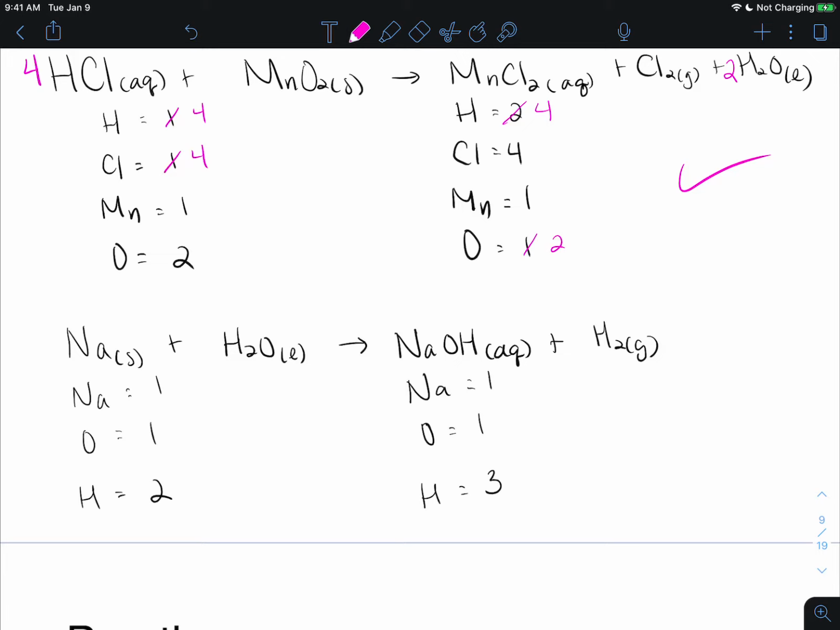So we're going to go ahead and put a 2 here, which will take that to a 4, and that to a 2. And then we could put a 2 here, which will change that to a 4, and a 2 here, changing that to a 2. But that also changes that.